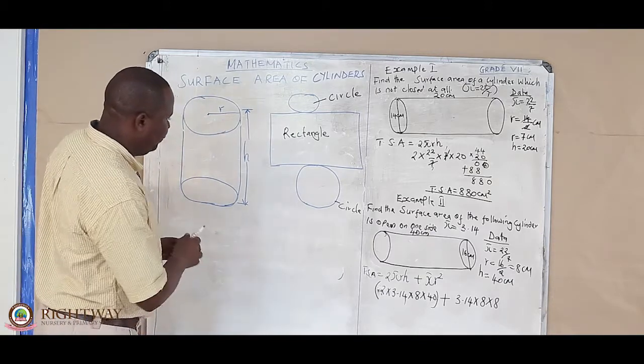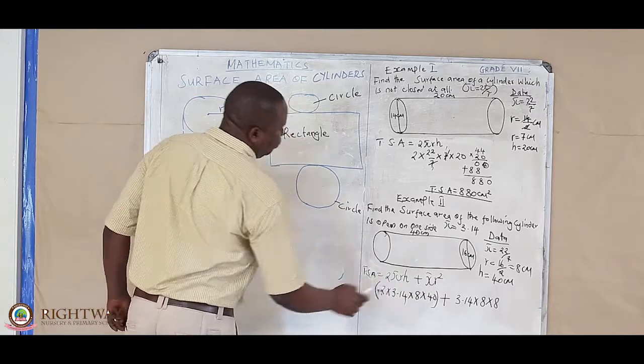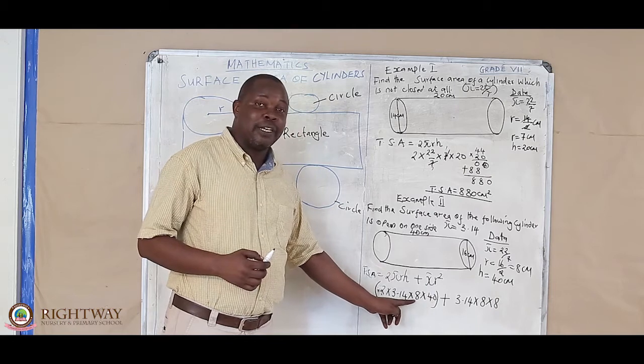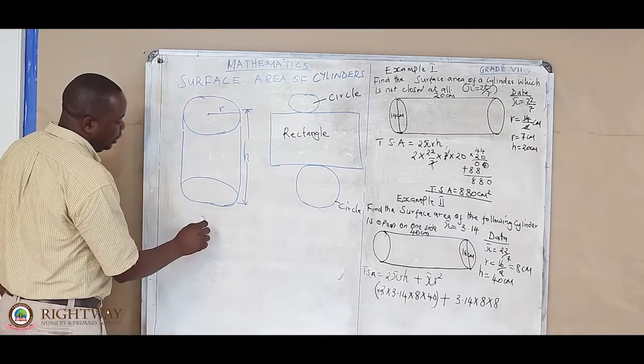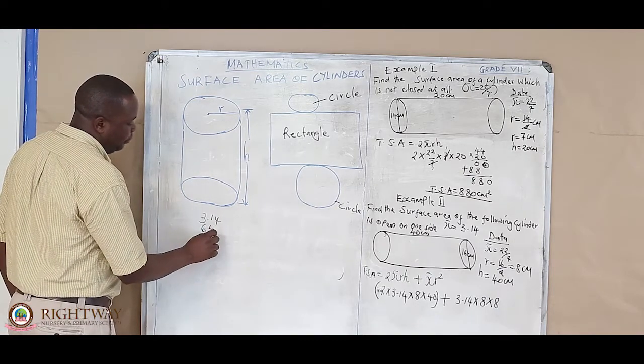We shall have 2, this and this gives you 320. 40 times 8 you get 320. 320 times 2 you get 640. So you have 3.14 times 640.